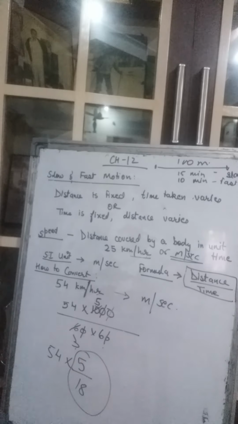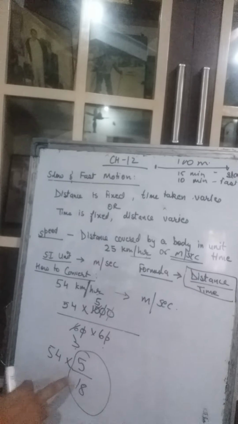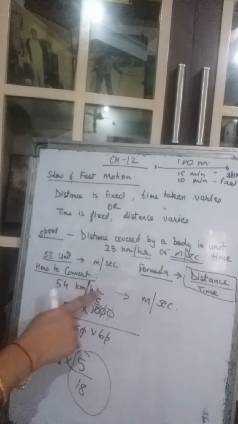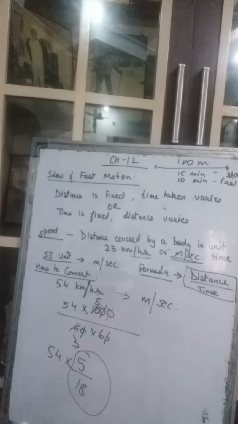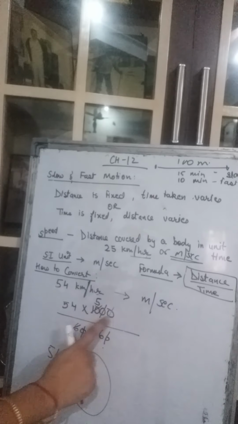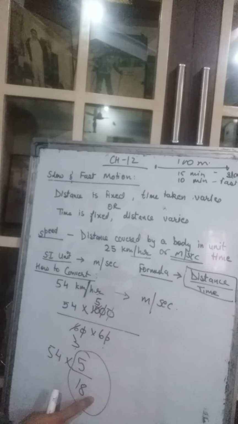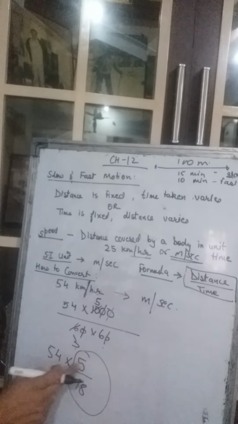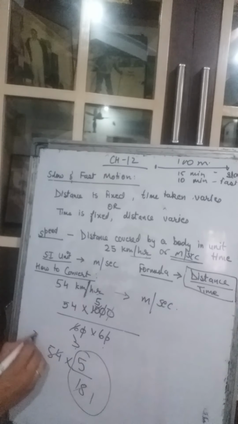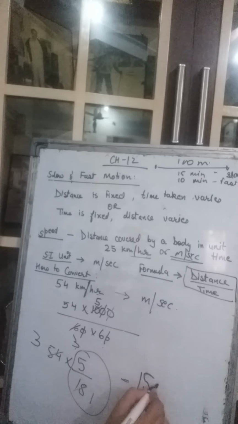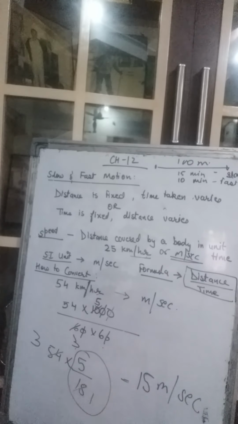Girls, you remember this unit always. When we have to convert kilometer per hour into meter per second, just multiply the given number by 5 upon 18. This is the standard derivation. 1000 divided by 3600 will always give you 5 upon 18. So just remember that. Okay, so let's do that. 54 into 5 upon 18 gives you 18 ones and 18 threes. So it is 15 meter per second. Right? This is how we have converted.